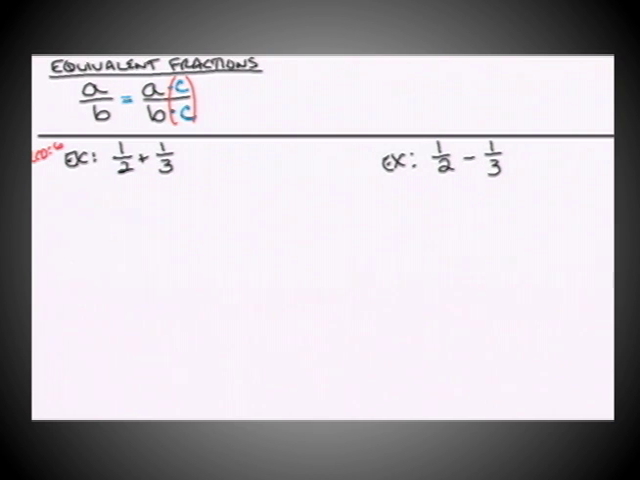All right, and here's what it looks like. So I have 1/2 plus 1/3, and I need to get both of these to having a common denominator. So I'm going to multiply by 1 in the form of 3 over 3 for that first fraction, and I'm going to multiply by 1 in the form of 2 over 2 for the second fraction, because you'll see that when I multiply those fractions I will then have a common denominator of 6.